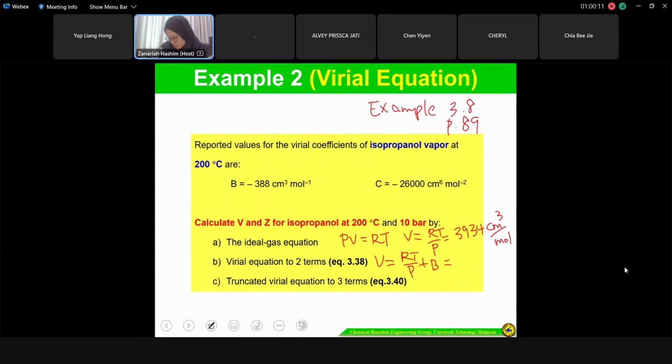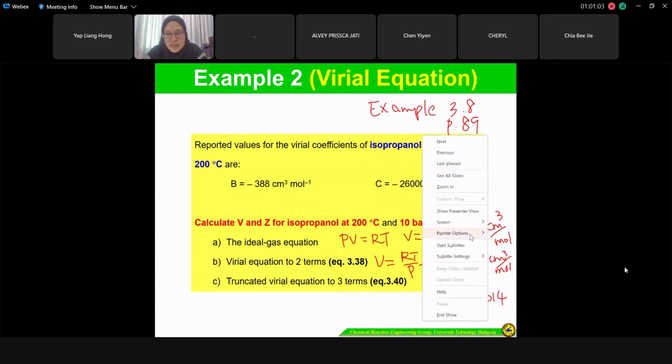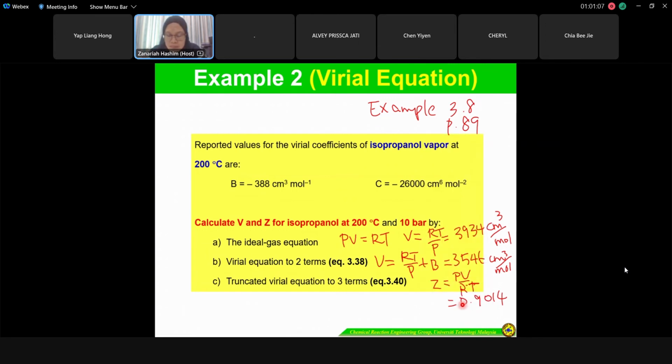Okay. So this is 3546. From the V value you can get the Z. PV equals ZRT. So you can get Z. So Z is 0.9014. Okay, just take note the value of Z must be below 1. If let's say you calculate and you get the value of Z as 1 point something, then that means your calculation is wrong. So remember the value of Z must be below 1.